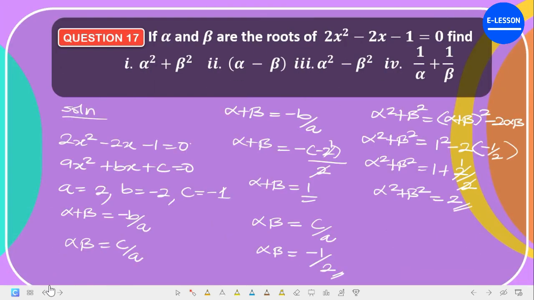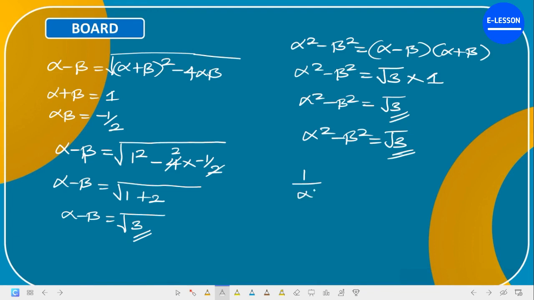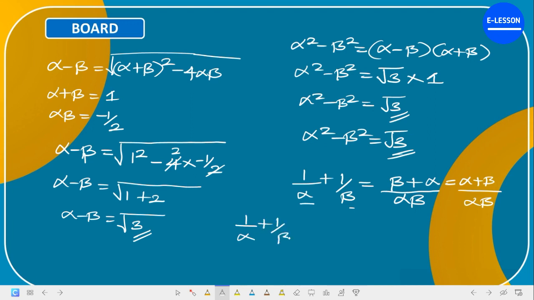Now let's take the next one. The next one says 1 over alpha plus 1 all over beta. Now what is the LCM here? LCM of alpha and beta is what? Alpha beta. Now alpha beta divided by alpha, you'll be left with beta here, plus alpha beta divided by beta, you'll be left with what? Alpha. So if you want to rearrange this, this gives us alpha plus beta all over alpha beta. So we can say that 1 all over alpha plus 1 all over beta is equals to alpha plus beta divided by alpha beta. Now alpha plus beta is 1 and alpha beta is minus 1 all over 2.